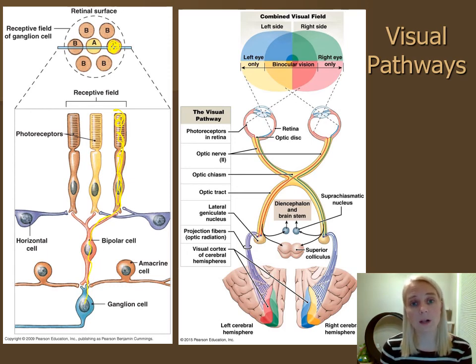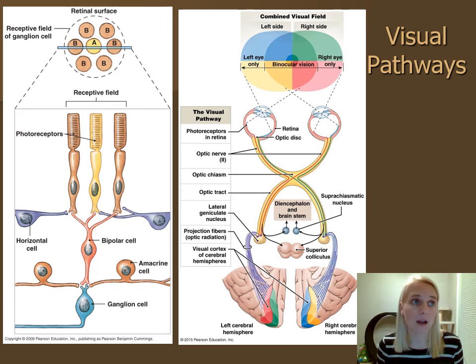But the bipolar cell might have a threshold where just one of those rods is not going to be enough to activate the bipolar cell, which would not be enough to activate a ganglion cell, so that information would not be sent to the brain. So it could be that all of these in this receptive field have to fire before the bipolar cell can be activated to activate the ganglion cell.